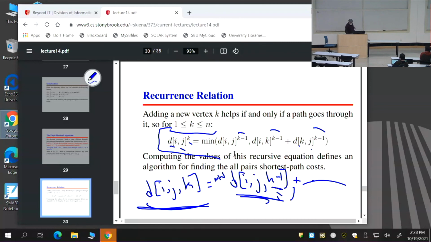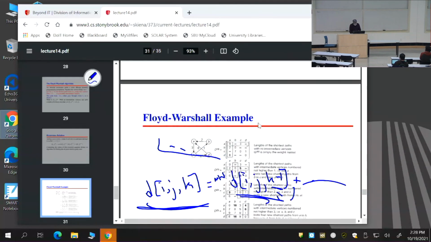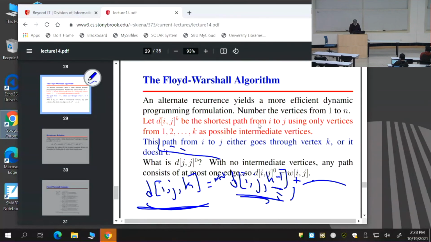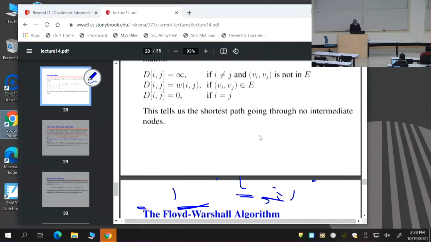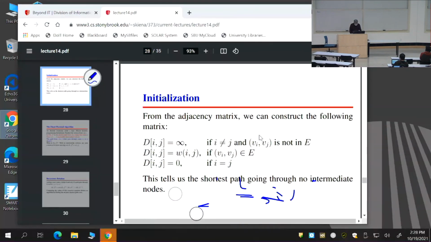What was the base case that you knew the right answer was? What if k is equal to 0? Okay, actually, sorry, let me go back here again. This is the case where you were not allowed anybody being used as an intermediary. You knew how to do that when you had nobody as an intermediary. Does everybody agree?